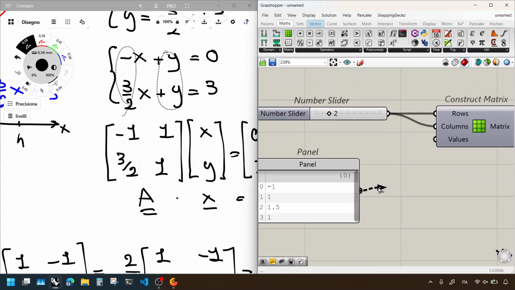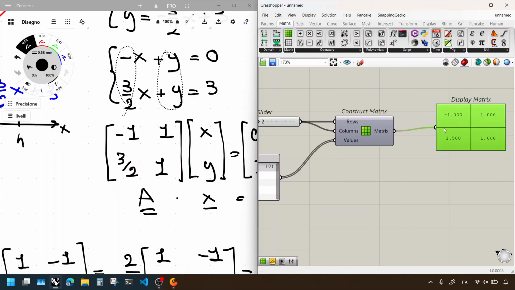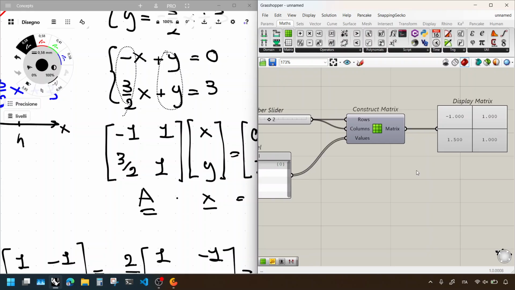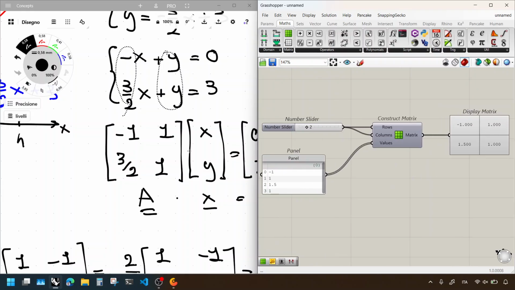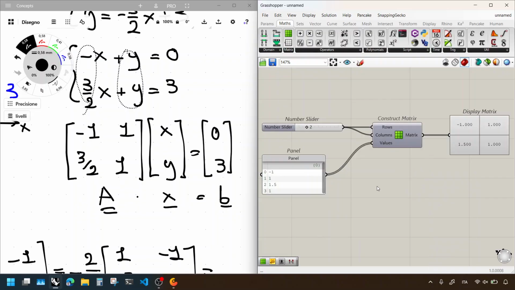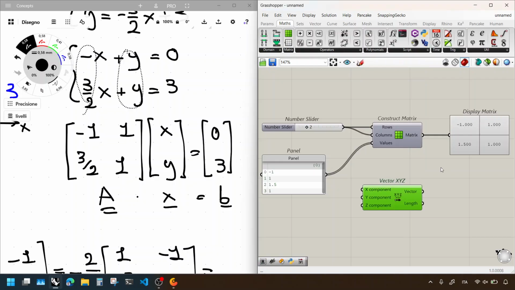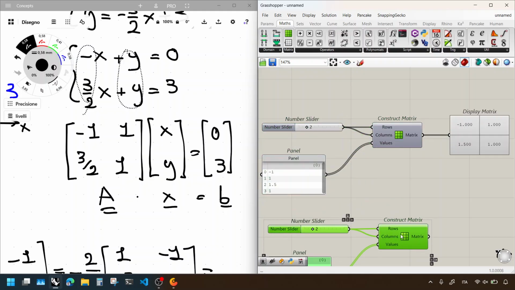Okay, we can drop in the values, and now you can use, again, matrix, display matrix, to see that displayed in Grasshopper, and here you have the same matrix. So let's also write this 0 and this 3 vector. We already know how to write vectors in 3D with this component. We saw it last time, but we can also write a vector using the matrix tool.